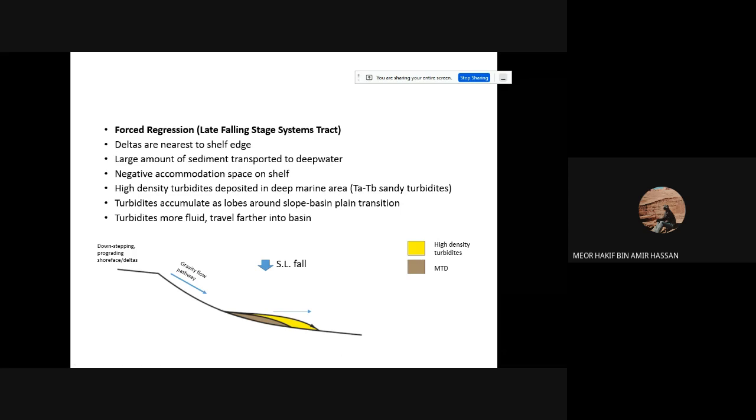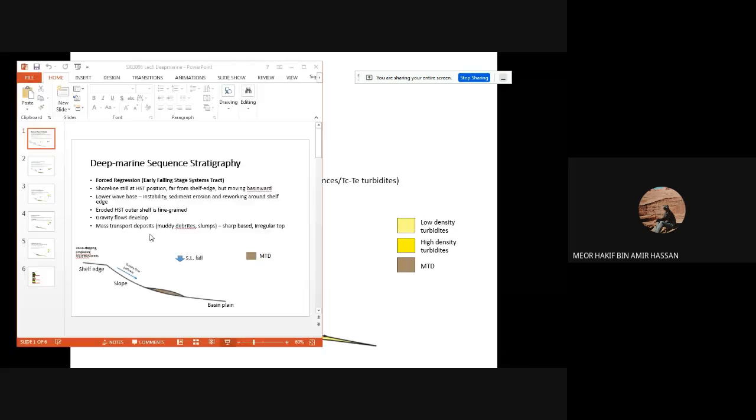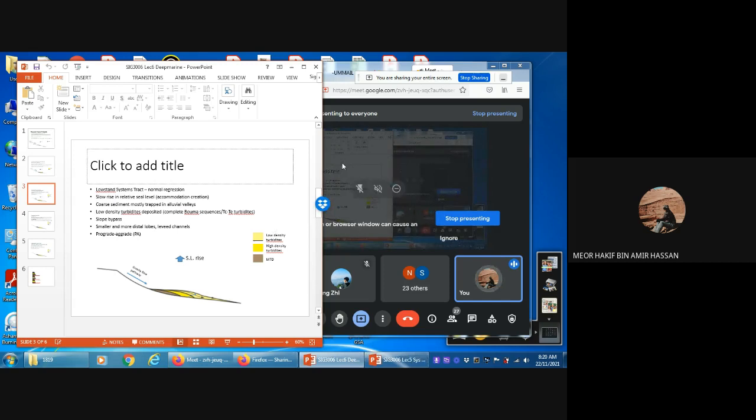Sea level is falling down, shoreline is regressing towards the sea, and because of this, you have sediment accumulating on the shelf edge, and these sediments can collapse and be transported downslope as gravity flows, debrites and also turbidites. Yeah? Any questions so far?